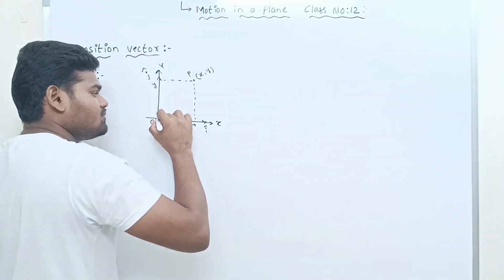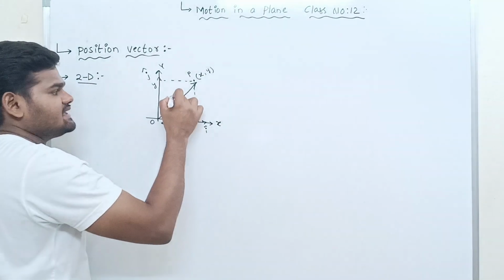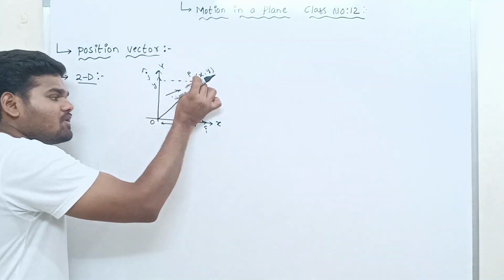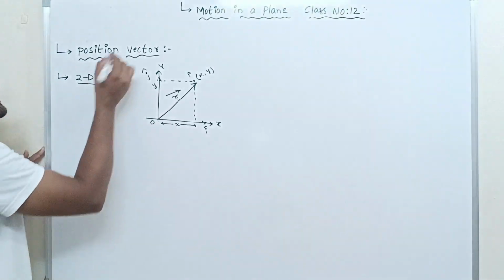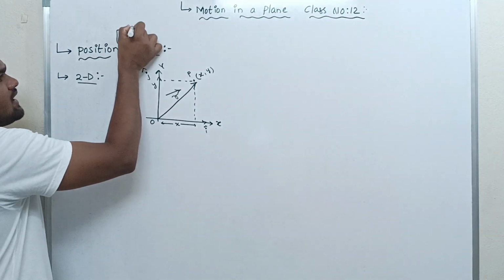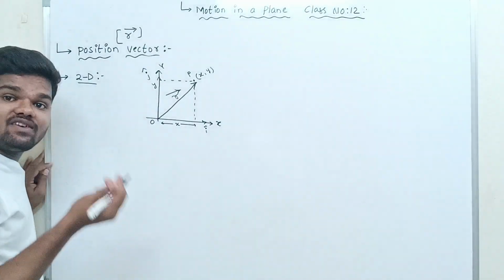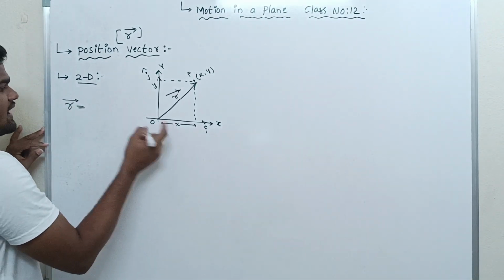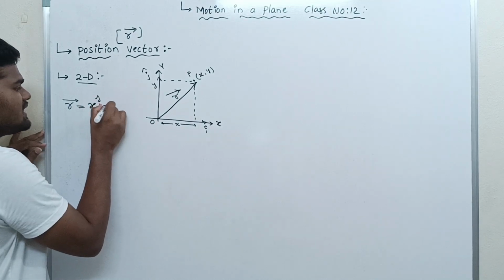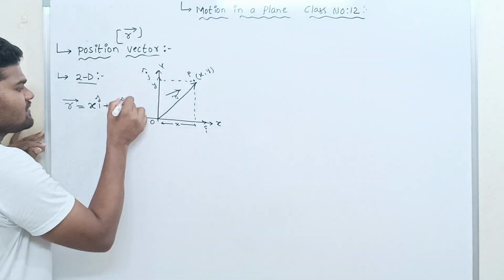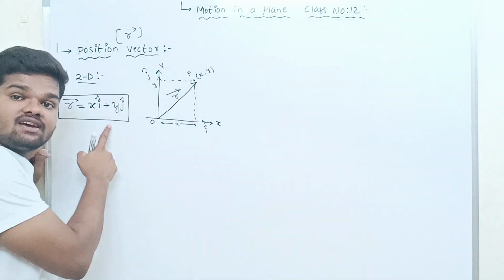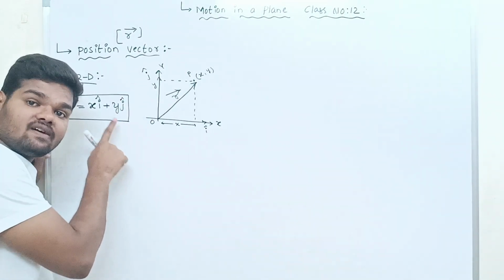From the origin, the position vector of the point P is given by r bar. So r bar is the position vector of this point P from origin O, and it can be denoted by small r bar. Now how can we write the position vector? The position vector r bar equals x i cap plus y j cap. This equation gives the position vector of a given point.